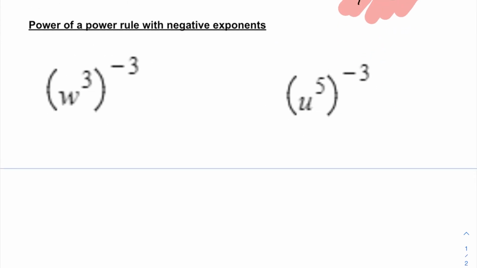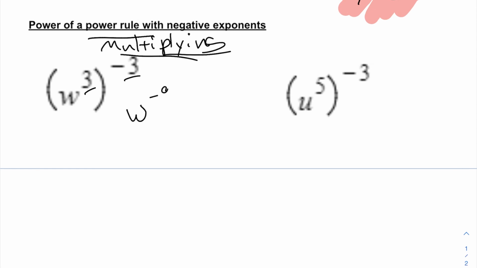Okay, power of a power rule. We've talked about power of a power rule as well, but now we're adding in, again, negative exponents. Same thing applies here. If it's power of a power, we are multiplying. And it's pretty simple. W is going to be to the negative 9th power there. We have 3 times negative 3. That's negative 9. Again, we can't keep negative 9 as our final answer as an exponent, so we're going to have to change this up to be 1 over w to the 9th to get that 9 on the bottom of the fraction instead.